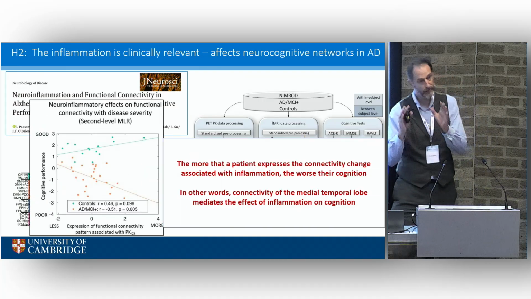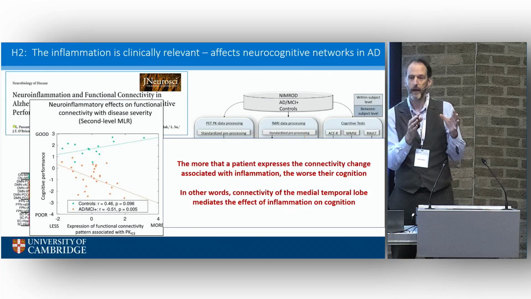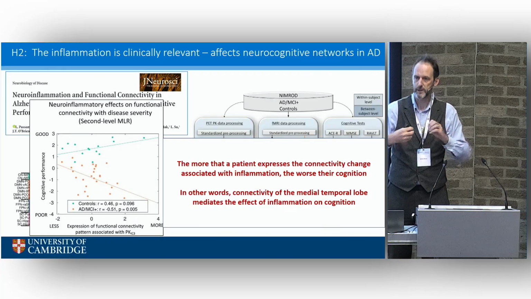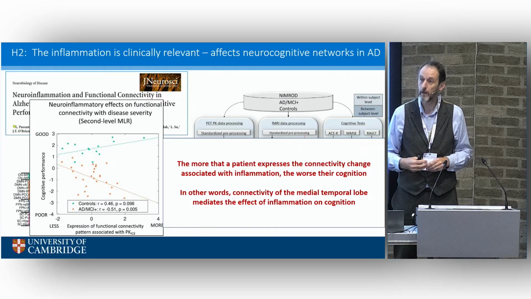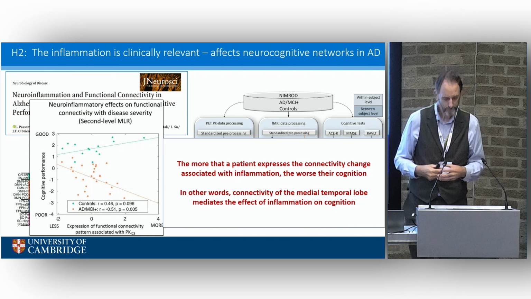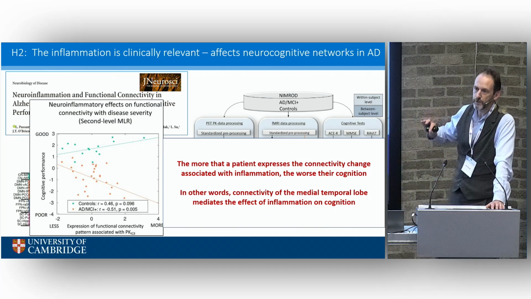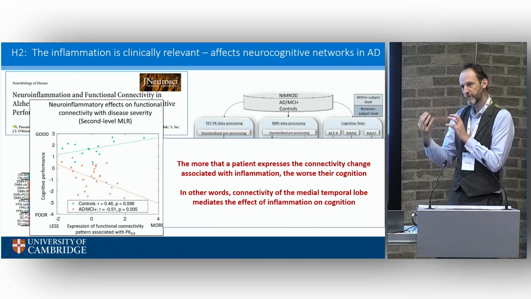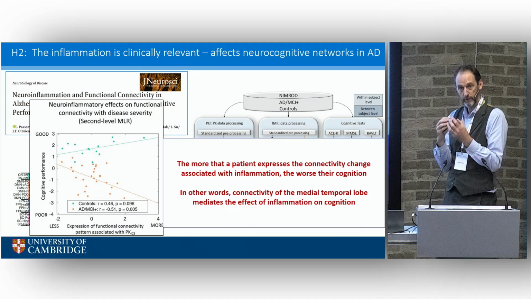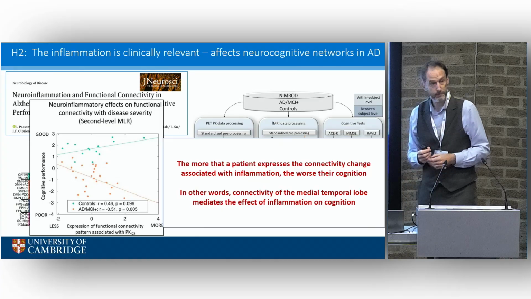So what we did in this study, we had the PK PET for microglial activation. We used fMRI to understand brain connectivity, particularly the connectivity of the medial temporal lobe, an area of prime concern in Alzheimer's disease, and we followed people over time. I won't go into statistical modeling, but the take-home message I find very interesting is that the more the patient expressed a pattern of connectivity that we linked to the microglial activation, the more they had that disconnectivity pattern, the worse their cognition.